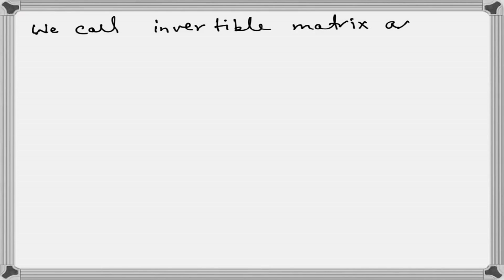So we call an invertible matrix a non-singular matrix. This is another name, non-singular matrix.